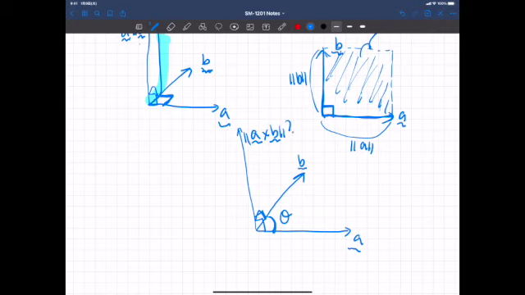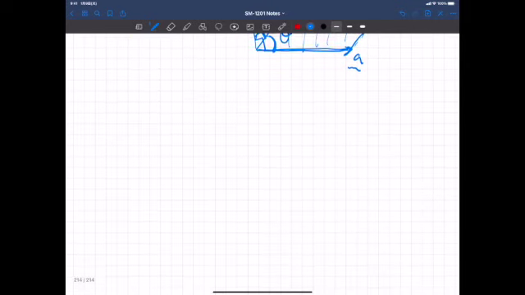Is it related to some area made by these two vectors? For example, these two vectors can make this parallelogram, right? So is this length related to this area? That's the question. And actually this is indeed the case according to the next theorem.